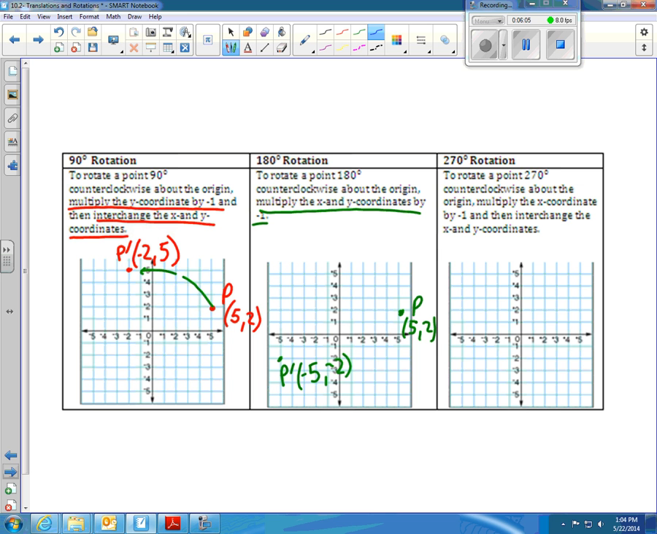And our last rule, 270-degree rotation counterclockwise about the origin. This time you're going to multiply the x coordinate by -1, and then you're going to interchange the x and y coordinates. So let's try P at (5, 2) again. This time our x coordinate, which is 5, is going to get multiplied by -1. So we get -5, and then we're going to switch them. So we get (2, -5). That's our P prime at (2, -5).